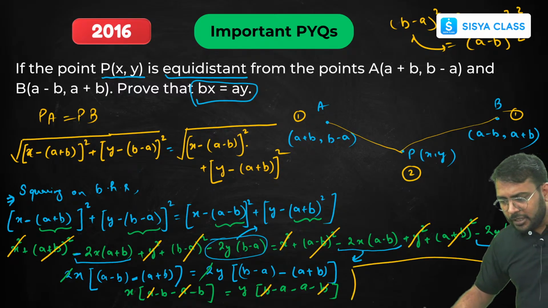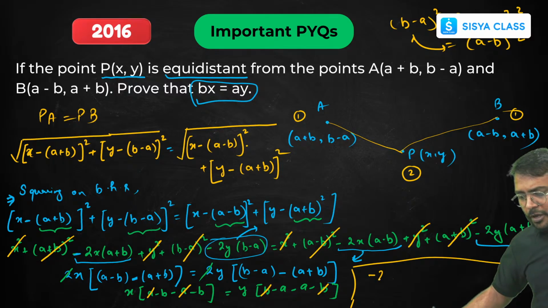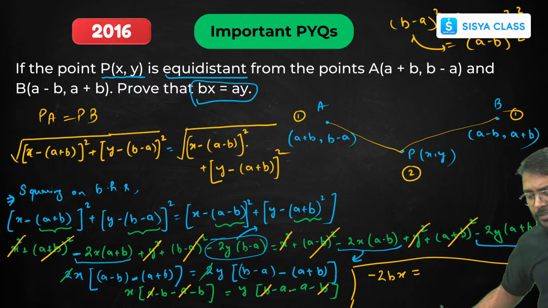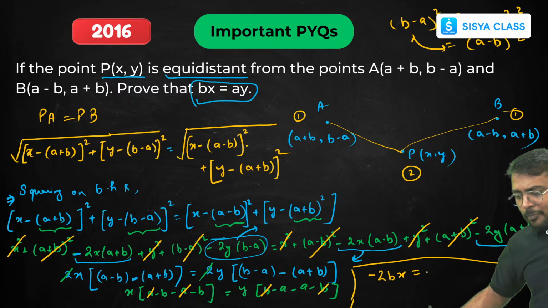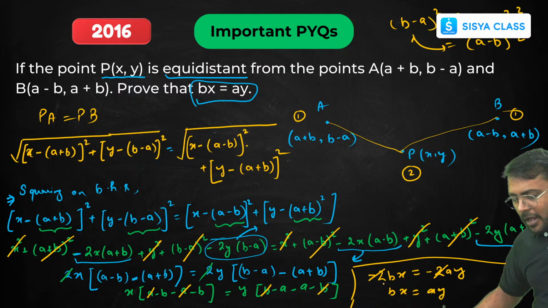So what is left with me, beta? Let's see what is left. I am left with -b and -b, it is going to be -2b. So I am left with -2bx. And here what is left, beta? -a, that means -2a, -2ay, yes or no? So -2 and -2 can be cancelled. So what am I left with? I am left with bx is equal to ay, and hence proved, okay.